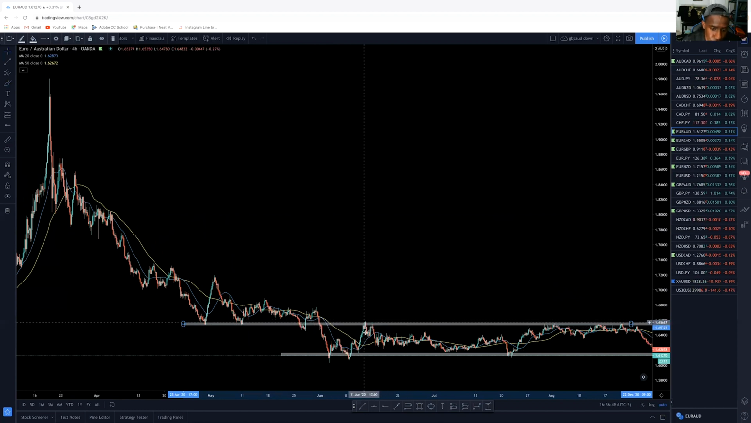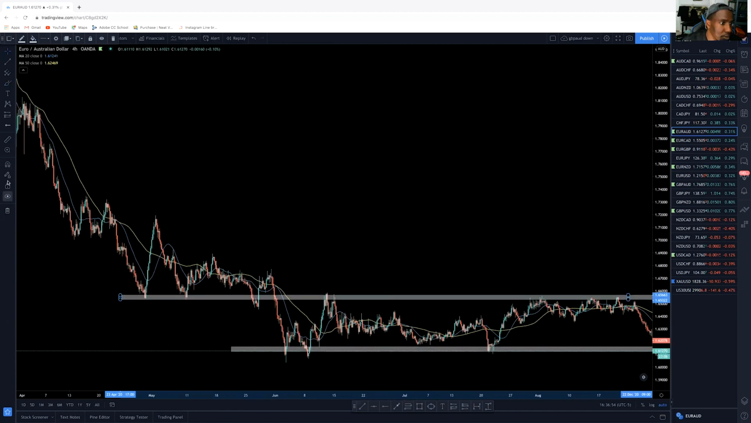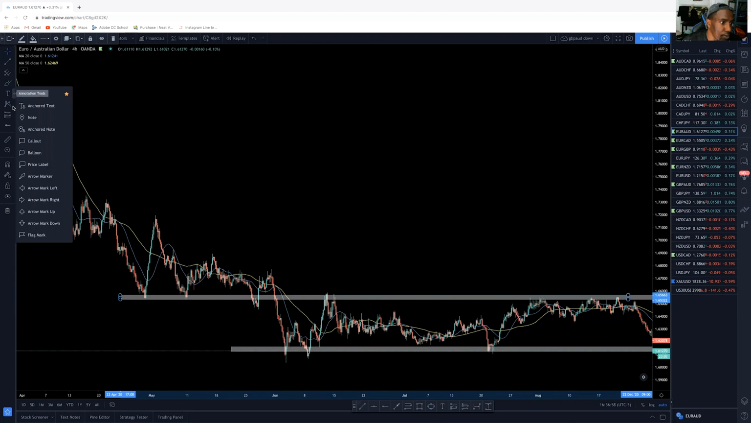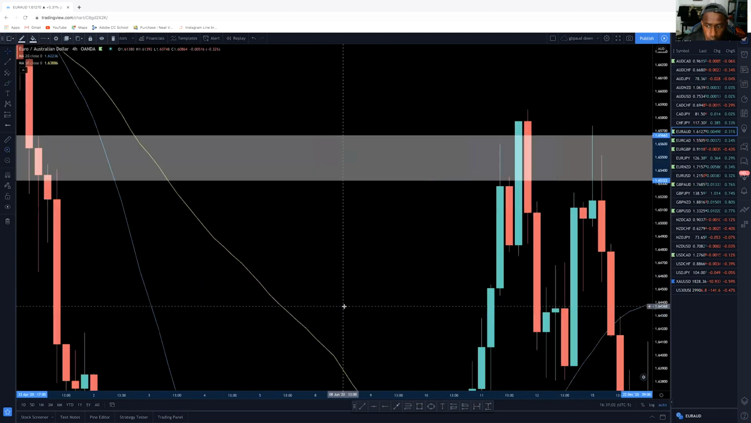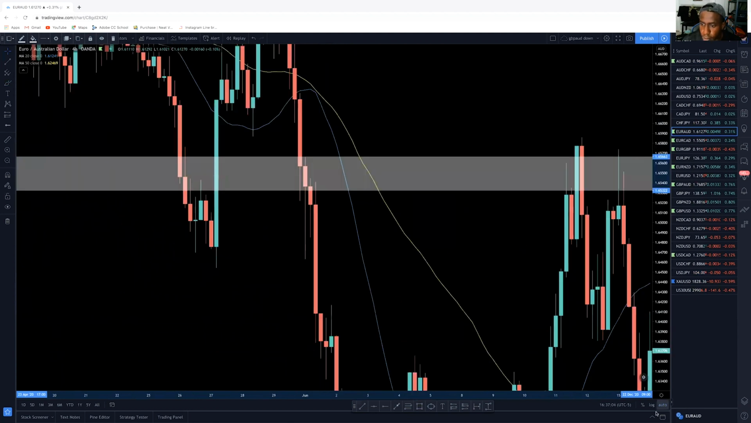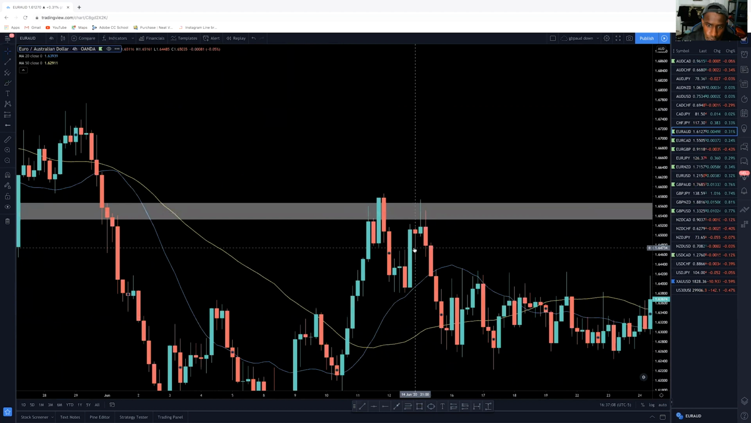So we have a double top, right, followed by, let me pull my zoom tool. Where is my zoom tool? Here we go. Right, so we have a double top, boom, boom, right, followed by a bearish engulfing, and then we had this confirmation candle.